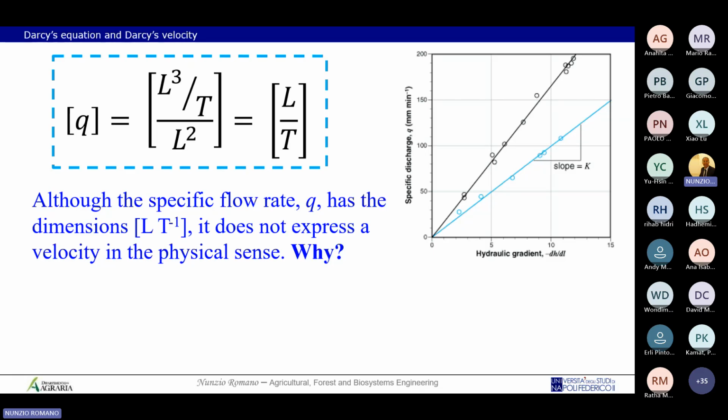over the area, so square length. And if you just arrange this, you have the ratio of length over time. But these are the dimension of velocity. So people can think that the specific flow rate is a velocity. But actually this is not. This is incorrect to say that this is the velocity of water into the soil.